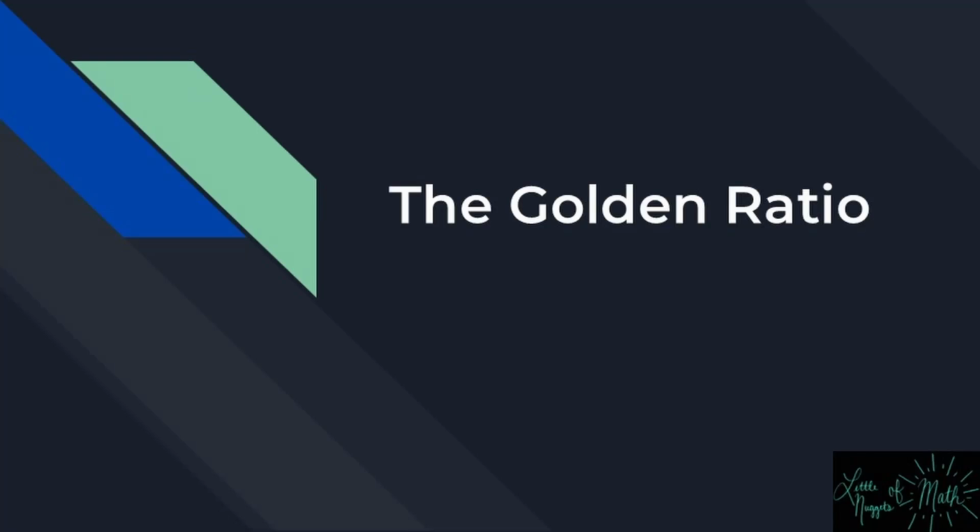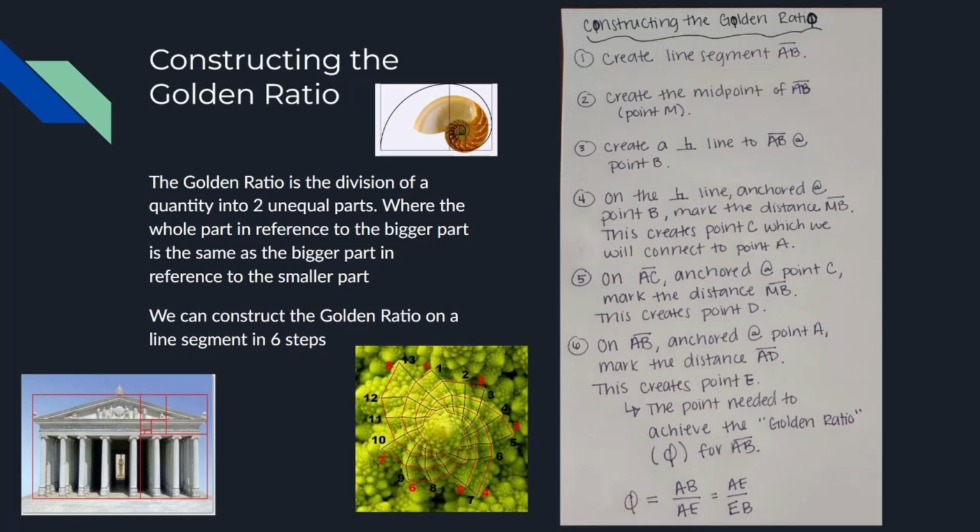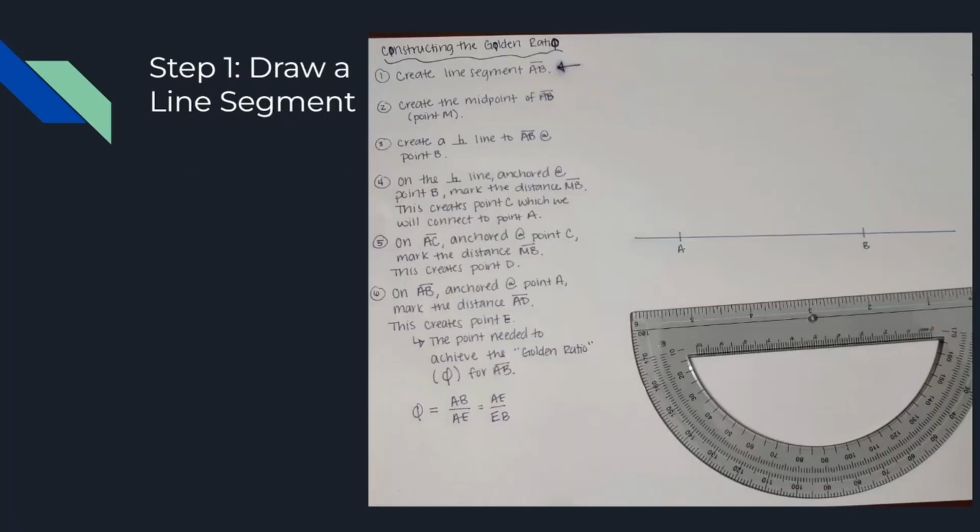In this video, we will be talking about the golden ratio. We can construct the golden ratio on a line segment in 6 steps, which we'll be going through one by one. The first step is to draw a line segment using a straight edge, and the segment can be any size, and we'll mark 2 points on the page as A and B like shown here.